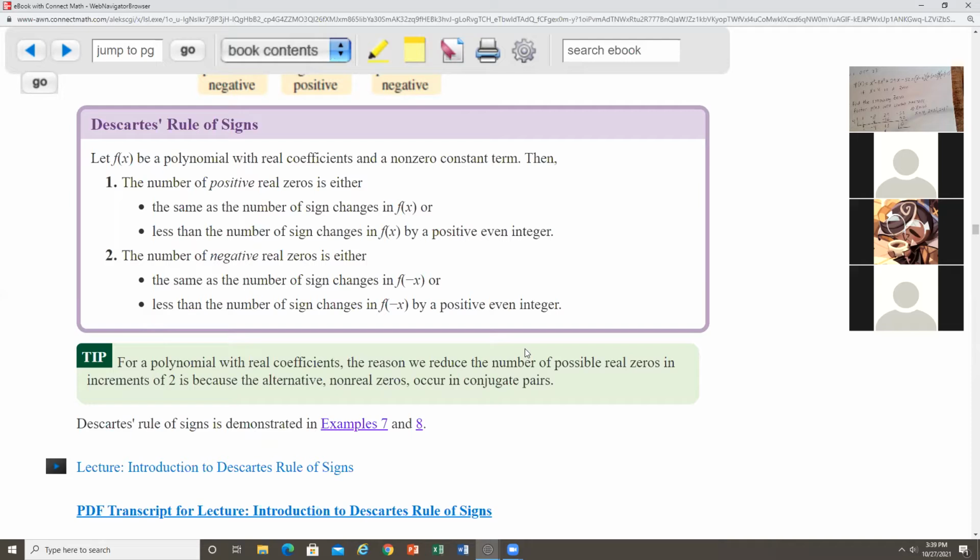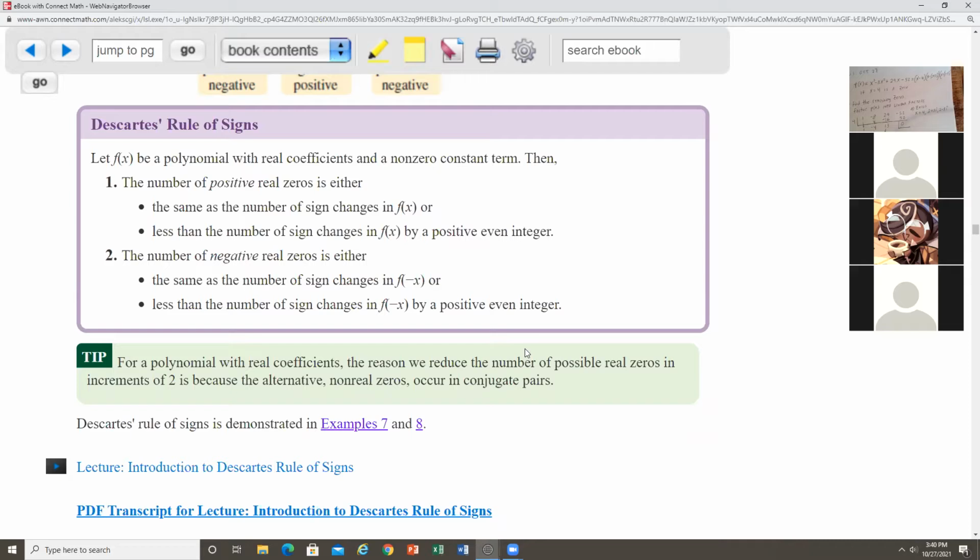It says, let f of x be a polynomial function with real coefficients and a non-zero constant term. Then this theorem says this. Number one, the number of positive real zeros is either the same as the number of sign changes in f of x, or less than that number by a positive even integer. Number two, the number of negative real zeros is either the same as the number of sign changes in f of negative x, or less than that number by a positive even integer.